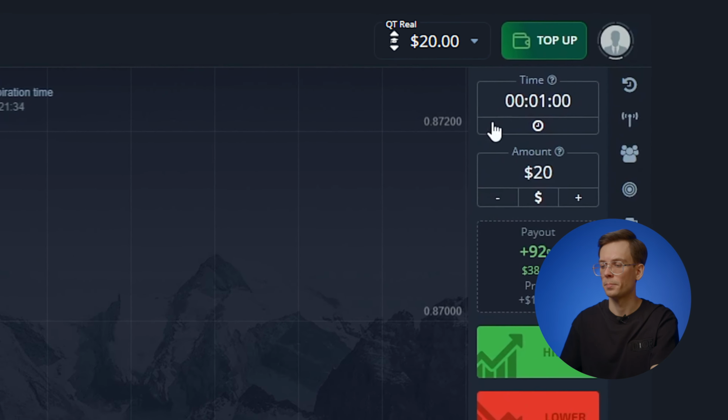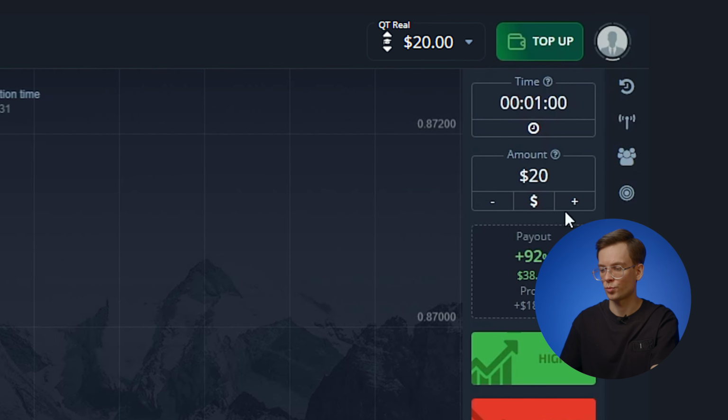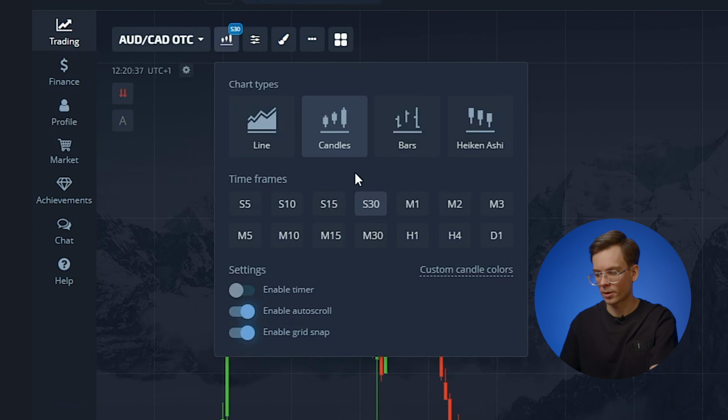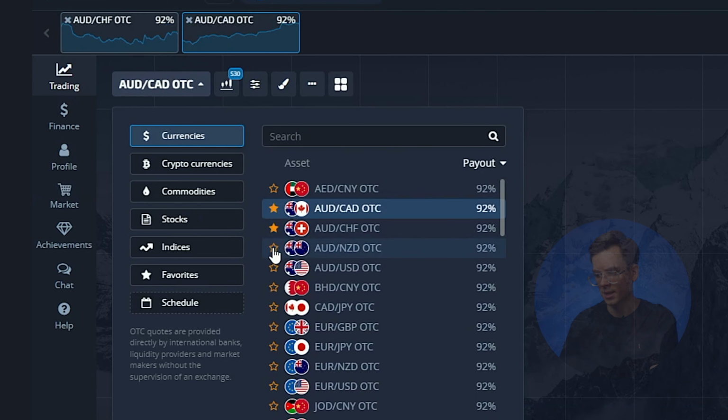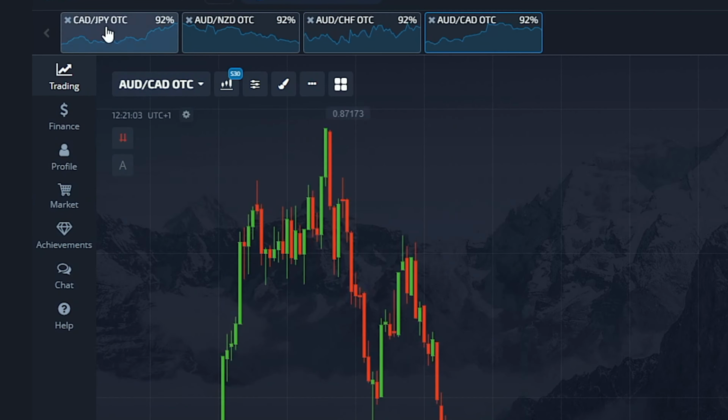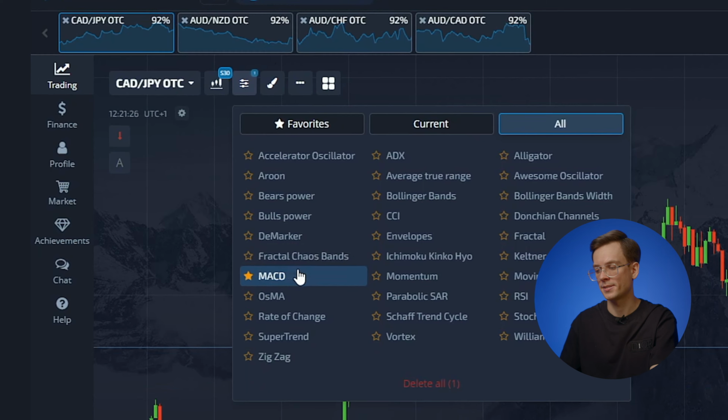First off, I'll set up the platform for trading. The trade lasts 1 minute. Investment amount is 20 bucks. Candle time frame 30 seconds. We'll take 4 currency pairs. And our star player, the MACD indicator.